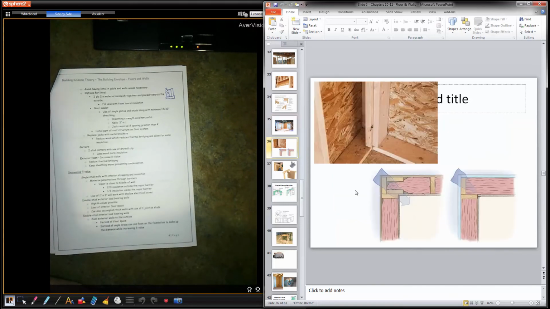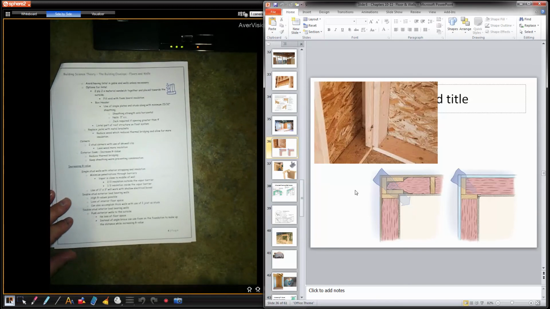Again, that should be spec'd by an engineer, but it's a rule of thumb. Corners. So a lot of people are going with the 2-stud corner now, and then putting a drywall clip in. So what does it do? It allows the insulation to go in and not be compressed.